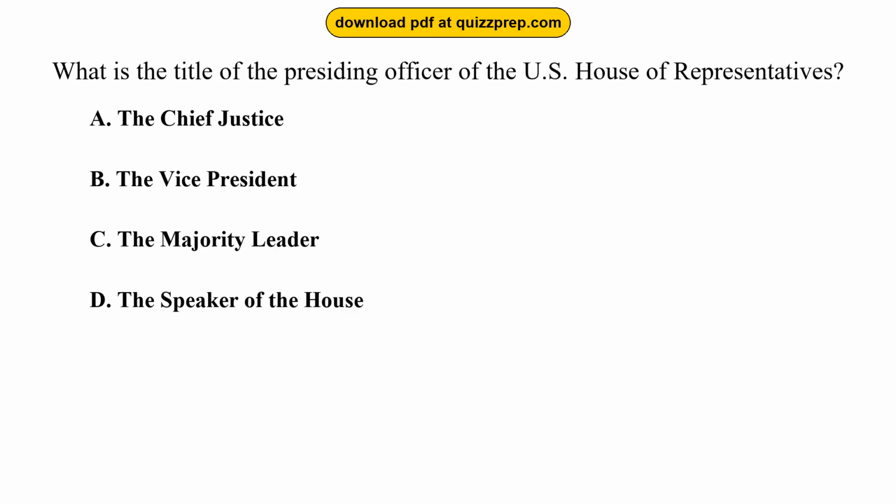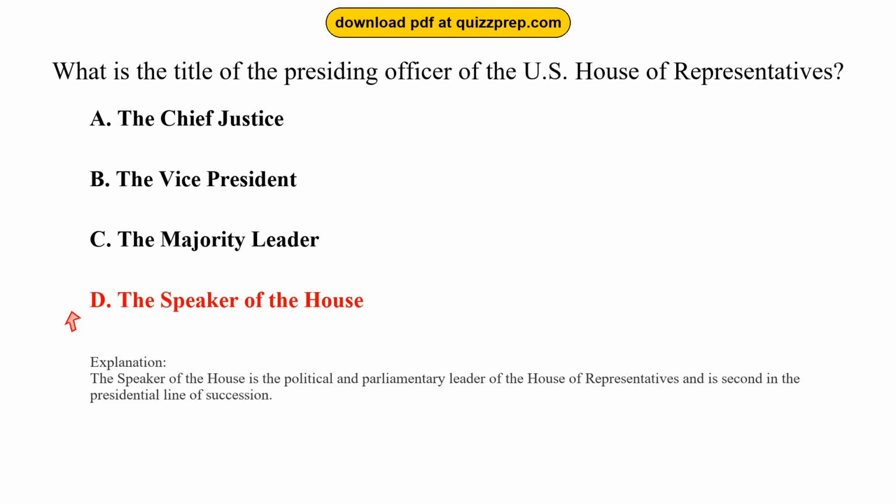Question 49. What is the title of the presiding officer of the U.S. House of Representatives? Option A, the Chief Justice. Option B, the Vice President. Option C, the Majority Leader. Option D, the Speaker of the House. The correct answer is option D, the Speaker of the House. The Speaker of the House is the political and parliamentary leader of the House of Representatives and is second in the presidential line of succession.